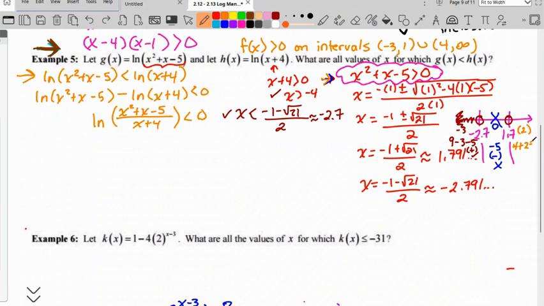So 6 minus 5 is 1, which is positive. And do we want positive? Well, we want greater than 0, so yes, we do. So that section will be included in our domain.